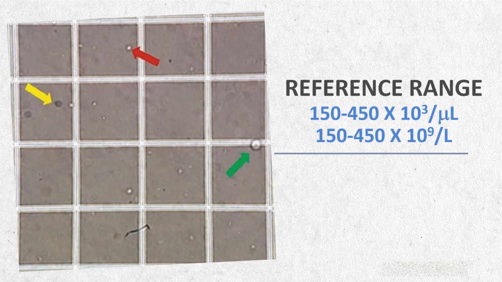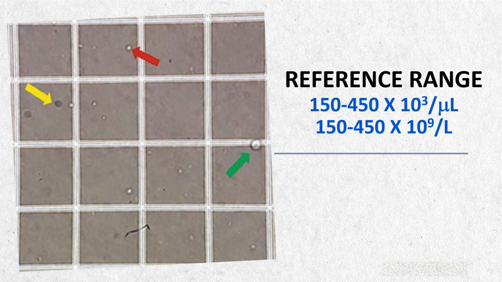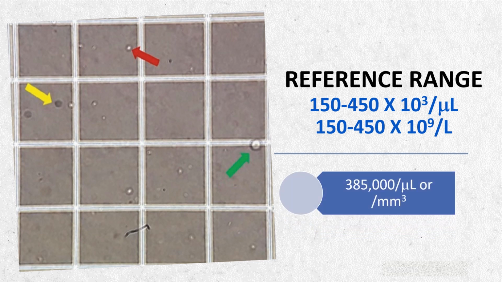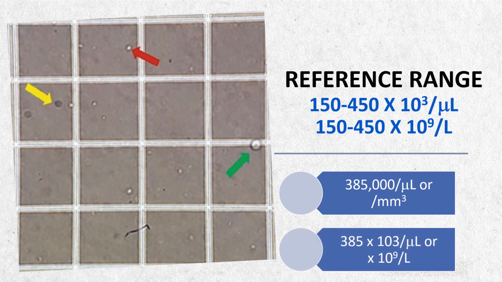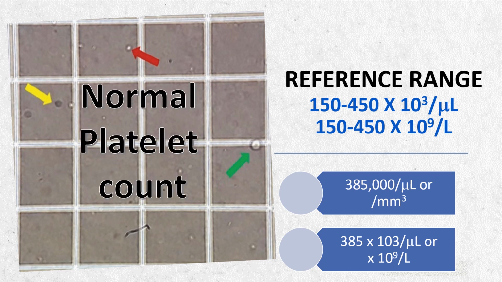The reference range for platelet is 150 to 450 × 10^3 per microliter or × 10^9 per liter. The value that we have taken from the computation was 385,000 per microliter or per cubic millimeter. This may also be 385 × 10^3 per microliter or × 10^9 per liter. Therefore, our value may be considered normal in platelet count.